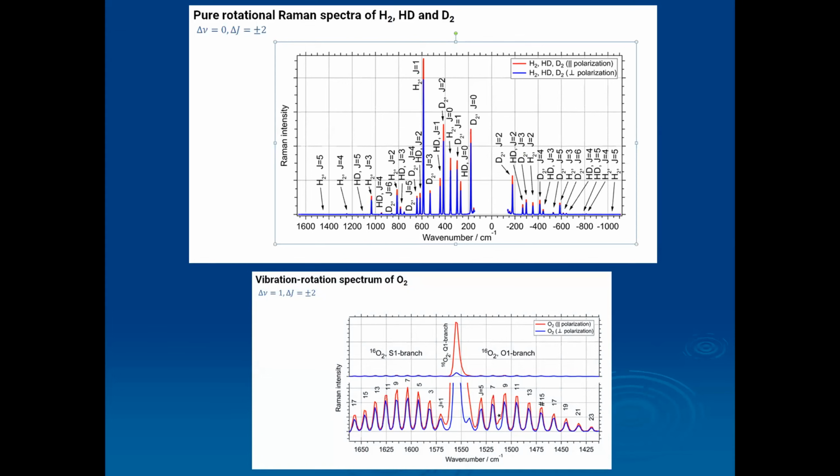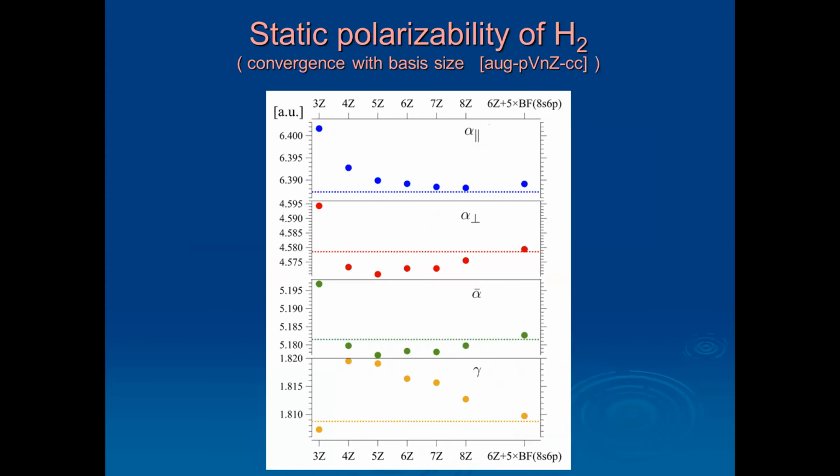This is very, very experimental so far, but now I come to theory. He asked me what can be done, how to calculate this intensity from theory. And we started by analyzing H2. We went to the static polarizability of H2, checking which method we have to use and which basis set we have to use.